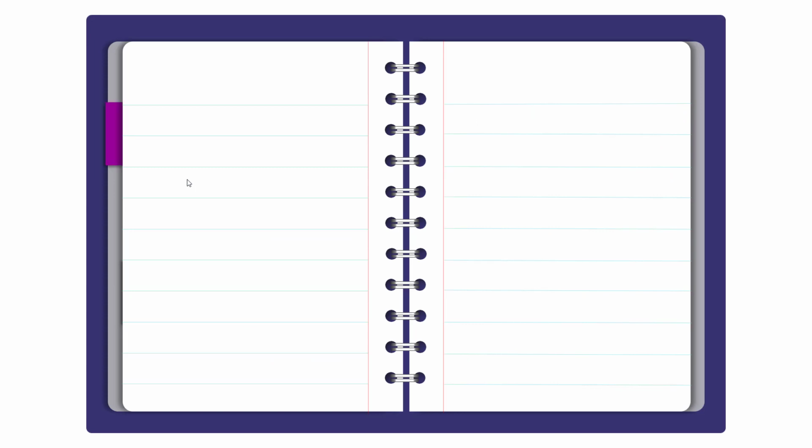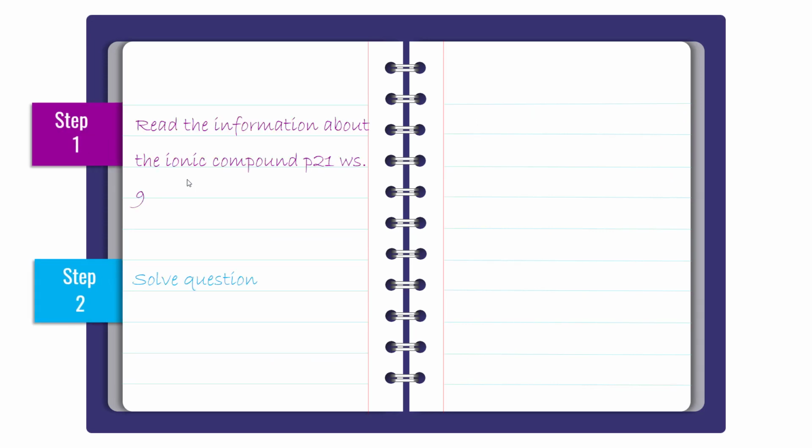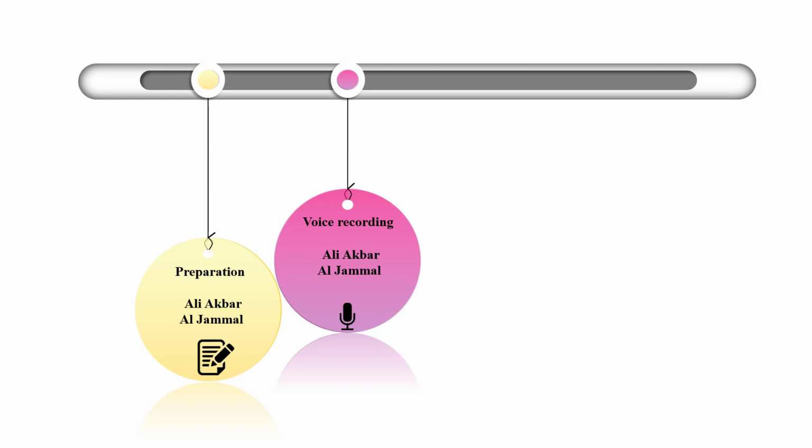For the next time, please read the information about the ionic compound, page 21, worksheet 9, and solve question 1, page 22, and memorize it. I hope that you have understood the content of this lesson.